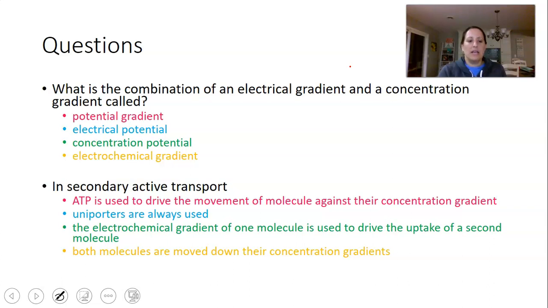Next question. In secondary active transport, red, ATP is used to drive the movement of a molecule against its concentration gradient. Blue, uniporters are always used. Green, the electrochemical gradient of one molecule is used to drive the uptake of a second molecule. Or yellow, both molecules are moved down their concentration gradients.